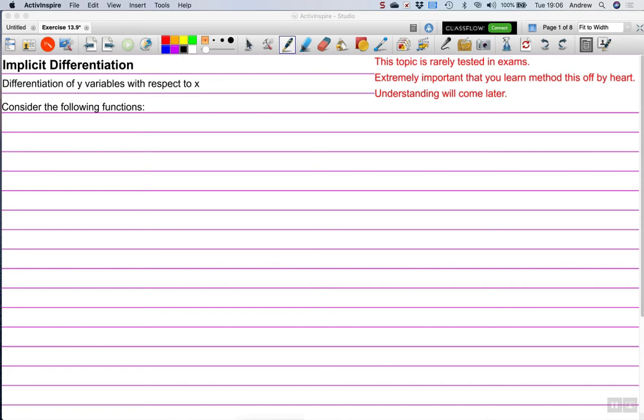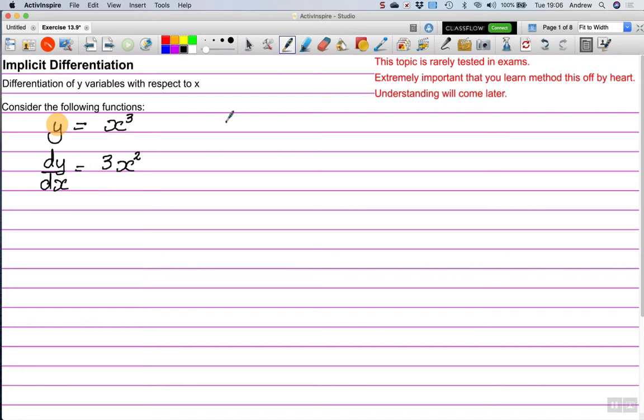Okay, let's look at y is equal to x cubed. Now, I've been saying all the way along through the course, I am differentiating the y. And when I differentiate the y with respect to x, I get dy/dx. When I differentiate x cubed with respect to x, I multiply by the power and I put the power down 1.